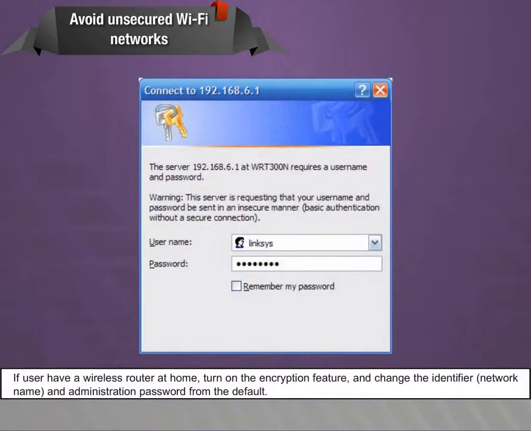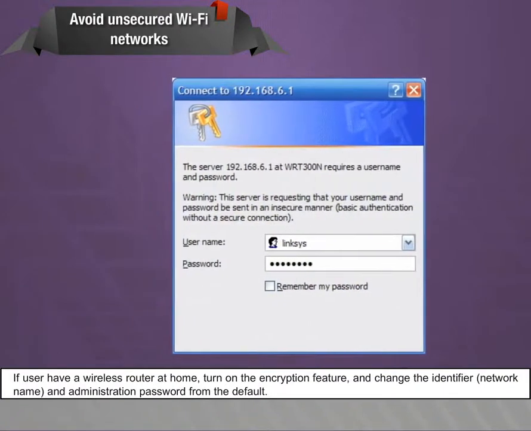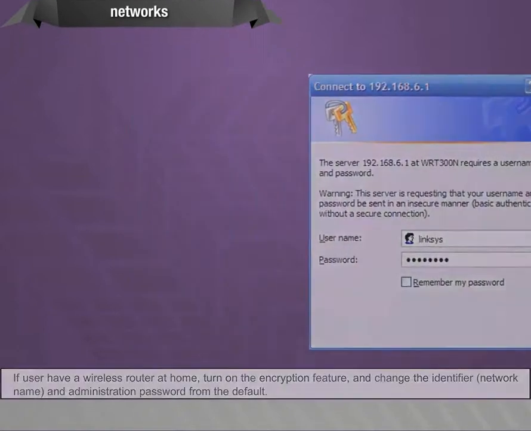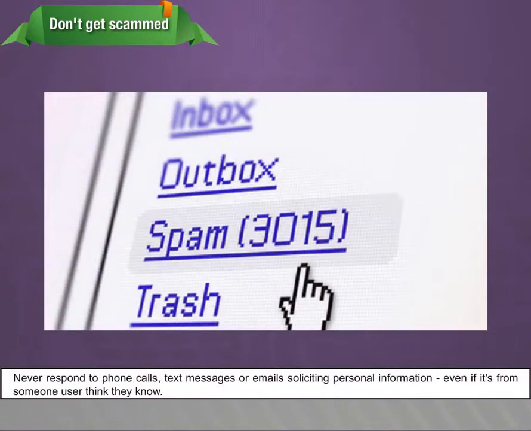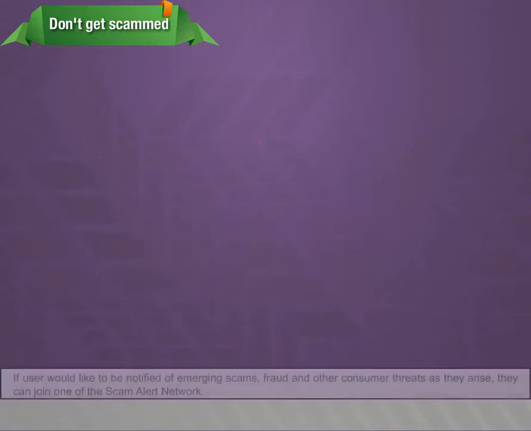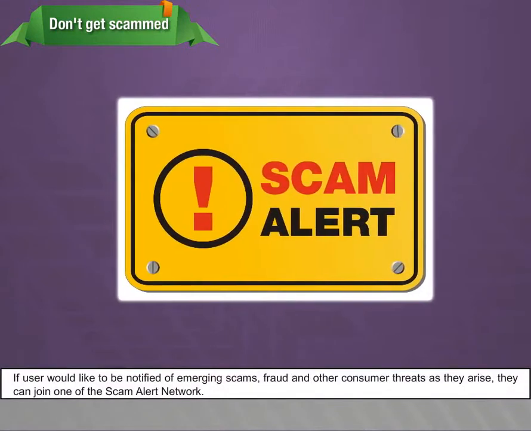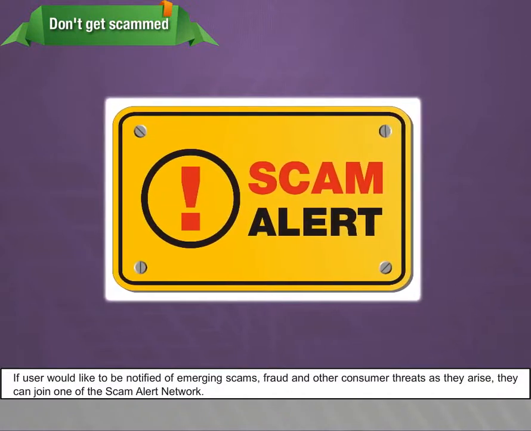If the user has a wireless router at home, turn on the encryption feature and change the identifier, that is, the network name and administration password, from the default. Don't get scammed. Never respond to phone calls, text messages or emails soliciting personal information, even if it is from someone the user thinks they know. If you suspect the request is legitimate, call the person or entity to confirm the validity of the request before sharing. If the user would like to be notified of emerging scams, fraud and other consumer threats as they arise, they can join one of the scam alert networks.